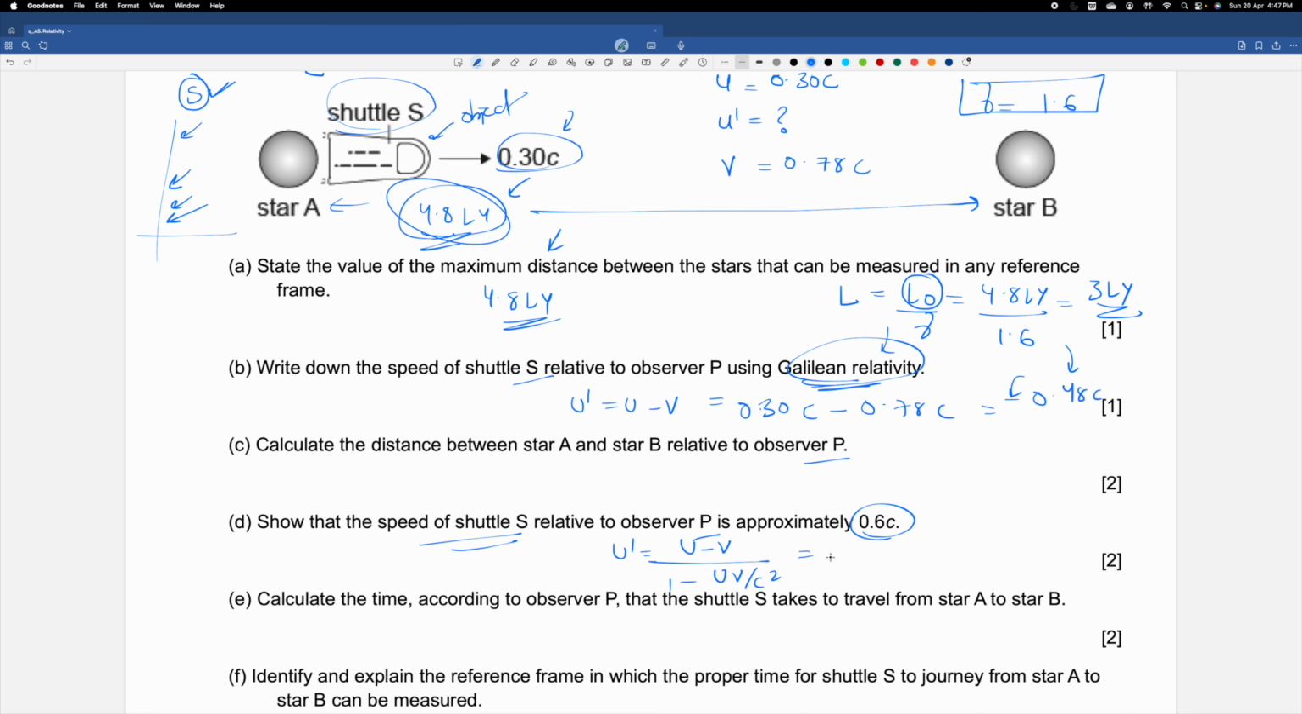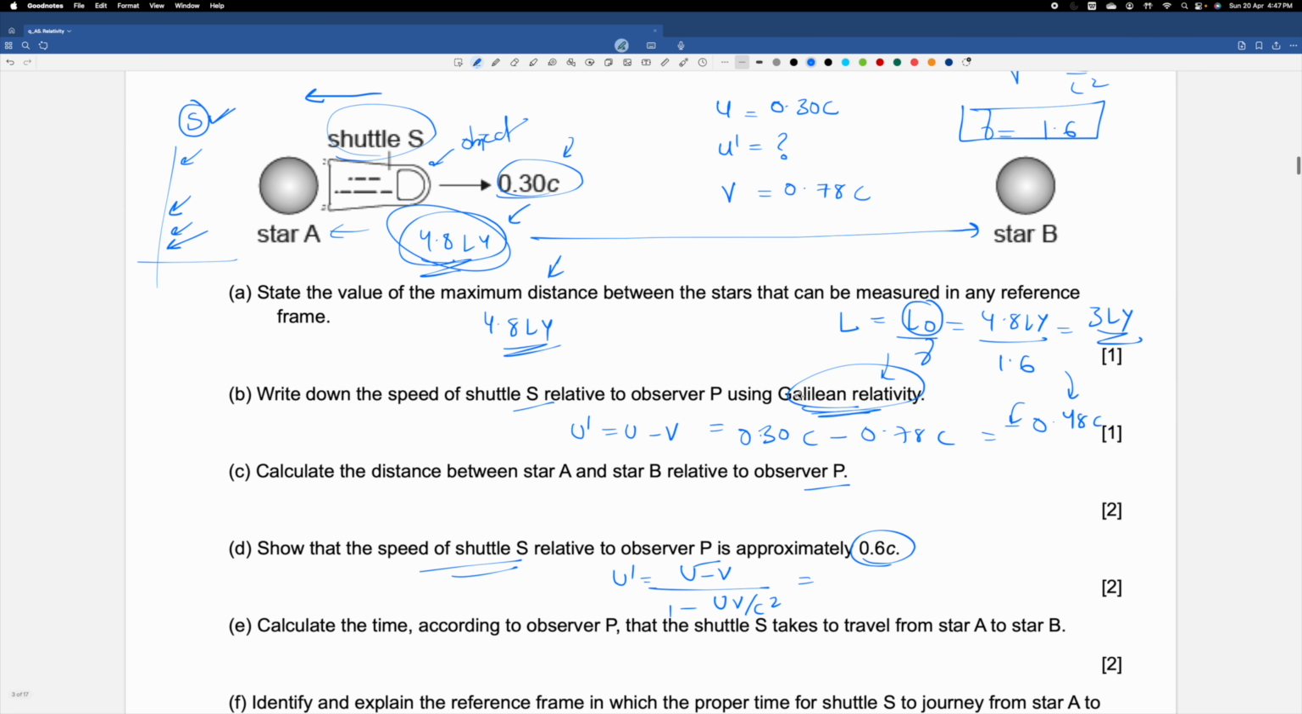You can use that. Now, the value of u, which is the object velocity with respect to the rest frame, is 0.30c, minus v, which is the observer velocity 0.78c, divided by 1 minus 0.30c times 0.78c divided by c squared. If you simplify this, your answer is going to be negative 0.63c. And again, the negative stands for the shuttle moving back with respect to the observer P.